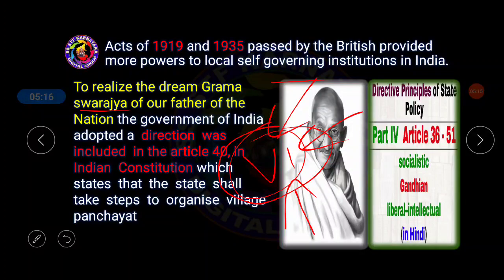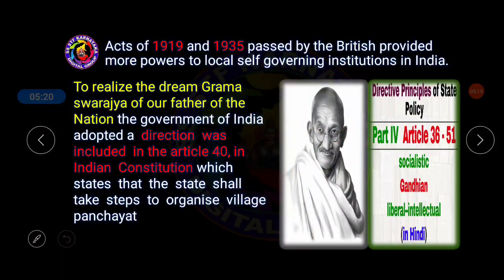So in order to realize the dream of the father of the nation, Mahatma Gandhi, in the Constitution of India, especially in Article 40, it is written that the state shall take steps to organize the village panchayat. That is a DPSP, meaning Directive Principle of State Policy.